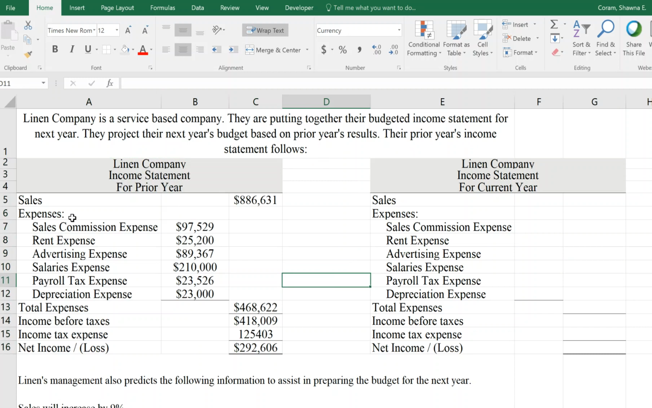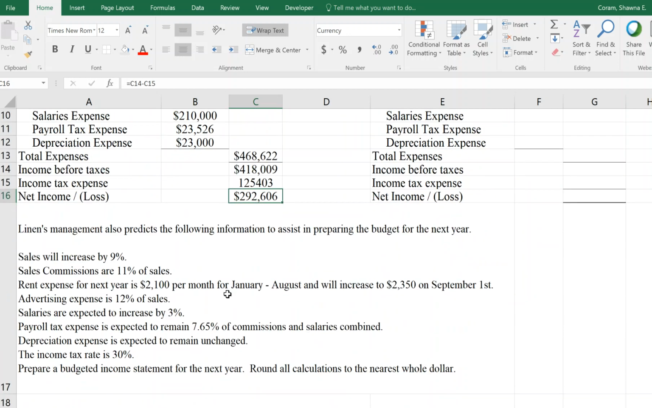We've got sales less expenses, gives us our total expenses. Income before taxes, when we take sales minus total expenses, multiply that times the income tax expense rate, and that gives us our net income or loss. It's also telling us Linden's management predicts the following information in preparing for the budget for next year.